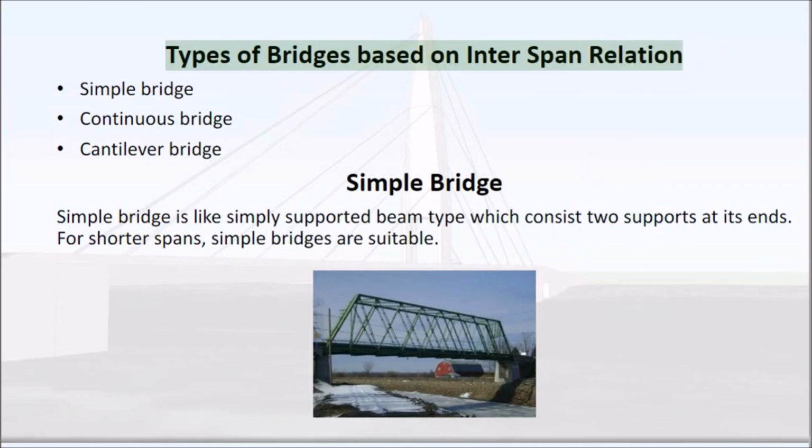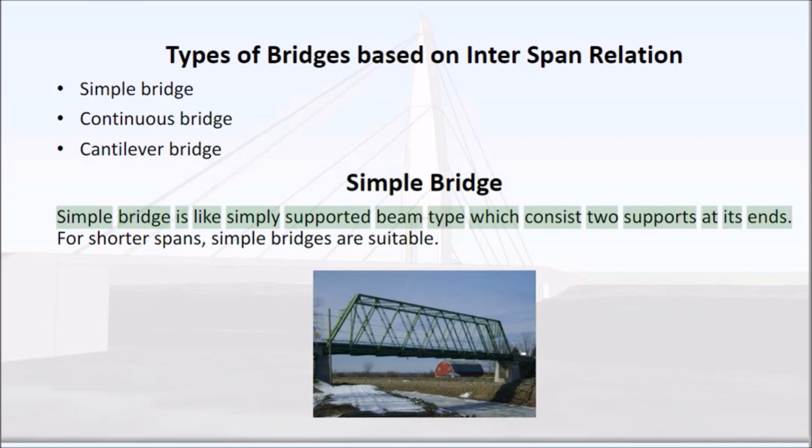Types of bridges based on interspan relation: simple bridge, continuous bridge, cantilever bridge. Simple bridge. A simple bridge is like a simply supported beam type which consists of two supports at its ends. For shorter spans, simple bridges are suitable.